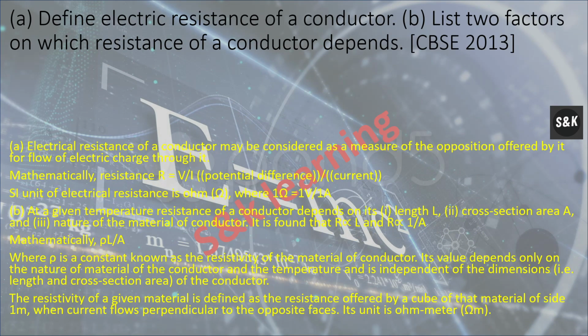Define electric resistance of a conductor. So electric resistance of a conductor may be considered as a measure of the opposition offered to the flow of electric charge through it. List two factors on which resistance of a conductor depends.